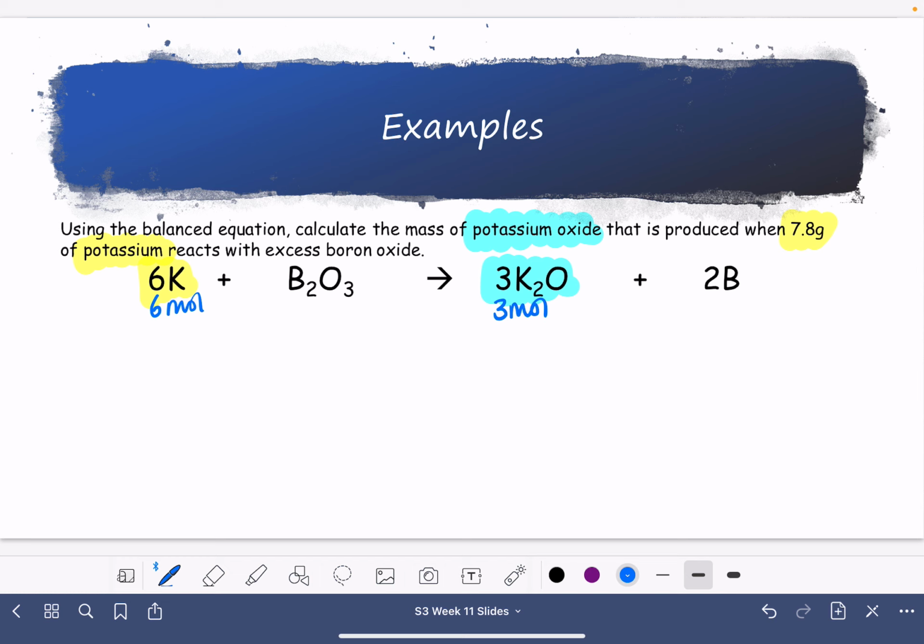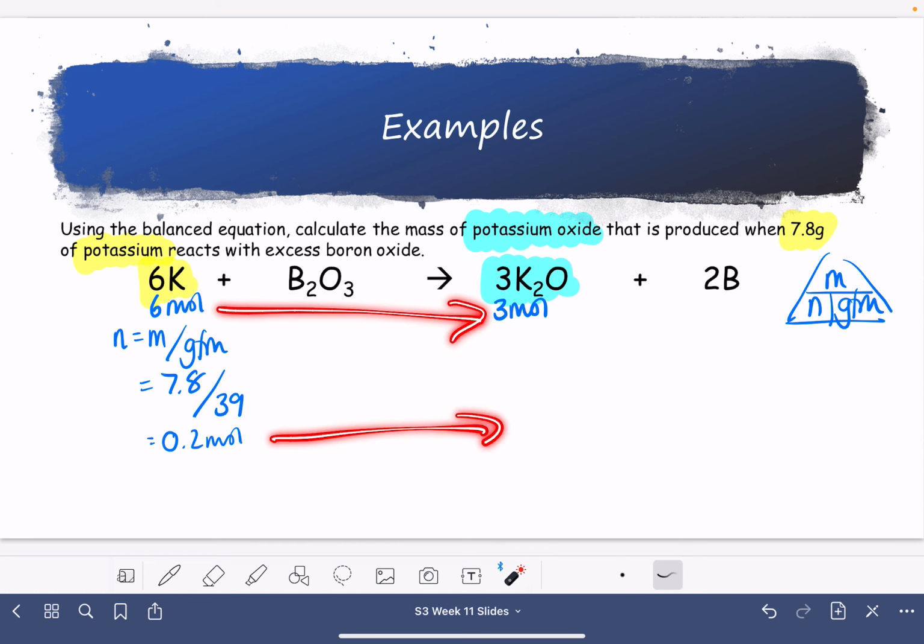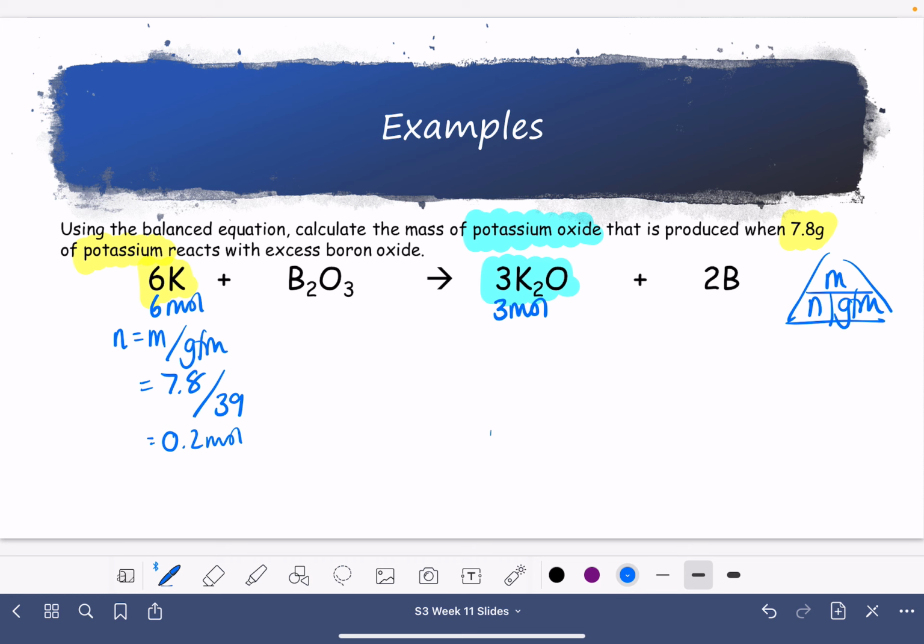So let's use our relationship, mass, number of moles, and gram formula mass. And firstly, we need to work out the number of moles of potassium we have at the start. So number of moles is mass divided by gram formula mass. So 7.8 divided by potassium's relative atomic mass, which is 39. So 7.8 divided by 39 equals 0.2 moles. Now, if 6 moles gives 3 moles, then 0.2 moles will give 0.1 moles.